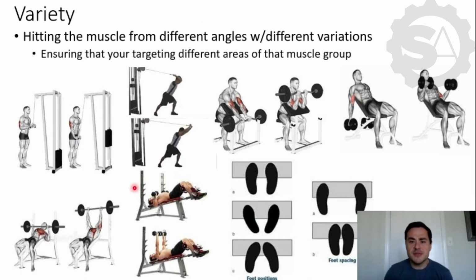For different bench press variations, you might only do flat bench, so you might add some incline, you might add some decline, and different variations of those to make sure that you're targeting different areas of your chest. We can use the same concept and apply it to calf raises. You can have your feet spread out further, you can have your feet a little bit closer, you can have your toes pointing in, toes pointing out, toes pointing forward, all those different variations to ensure that you're targeting different areas of that specific muscle group.